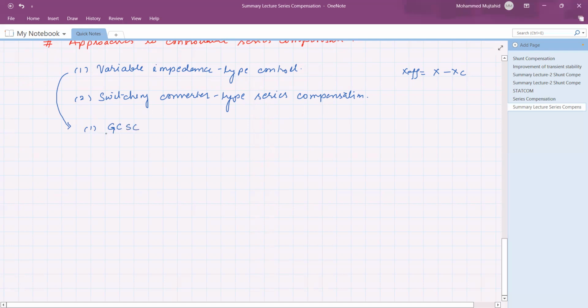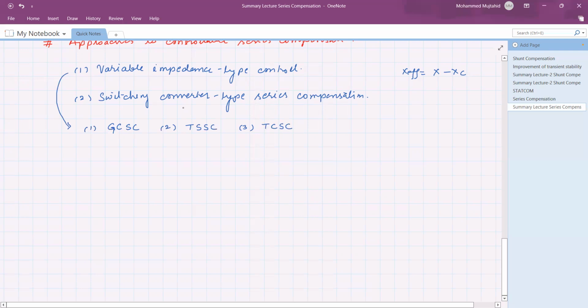GCSC is the gate turn off thyristor controlled series capacitor. Second is the thyristor switched series capacitor, and third is the thyristor controlled series capacitor.